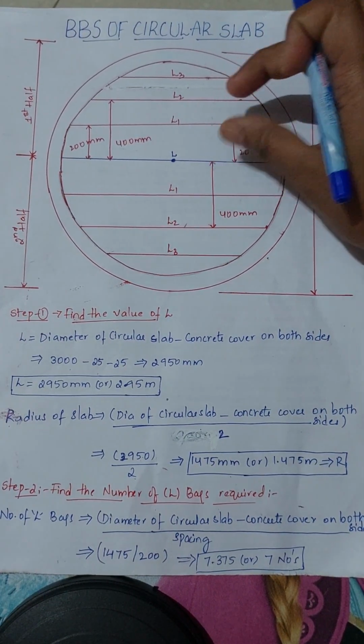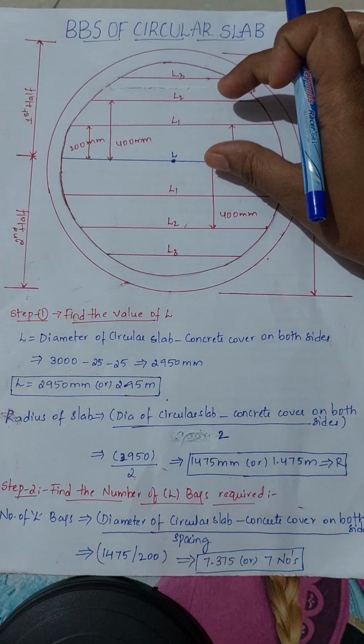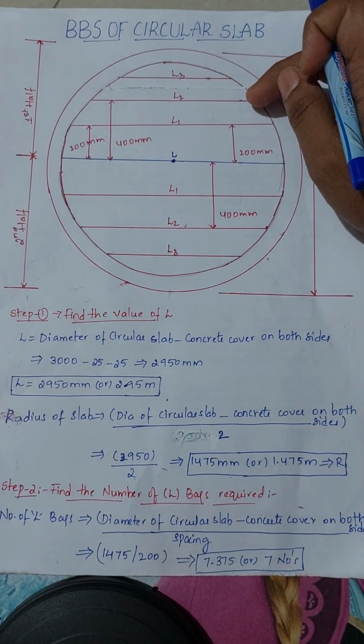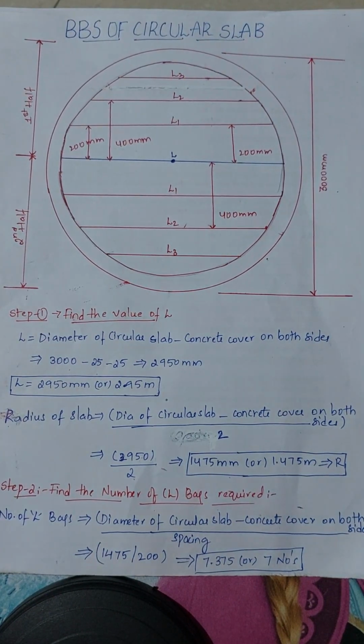So from L to L1 the spacing is 200, from L to L2 it is 400 mm, and again L to L3 it is 600 mm. In the same way in the second half also.